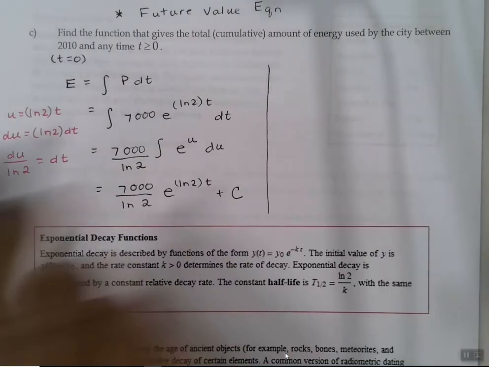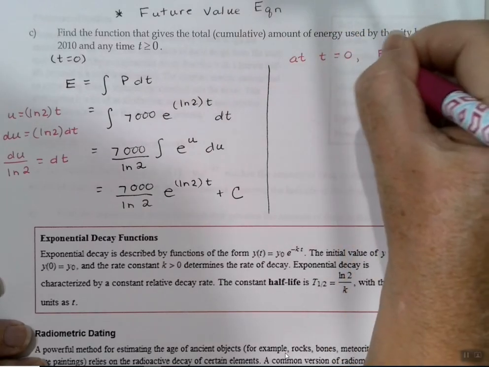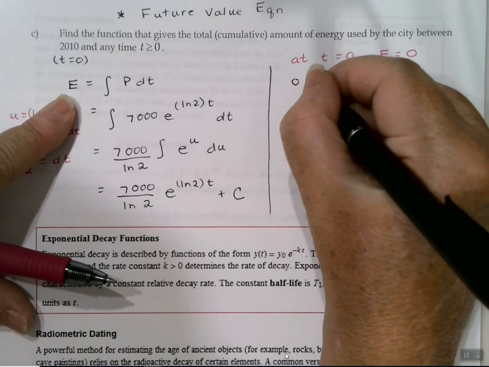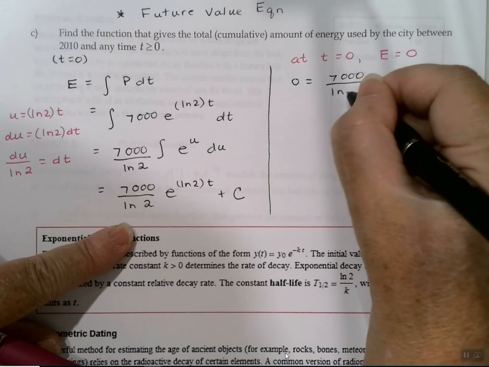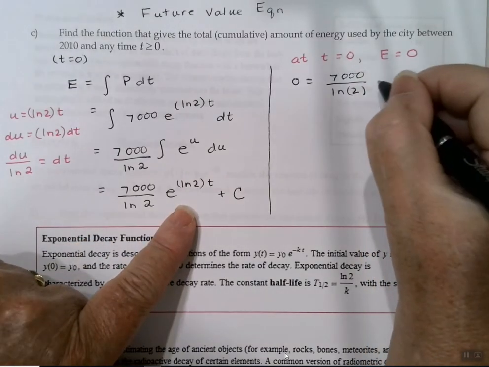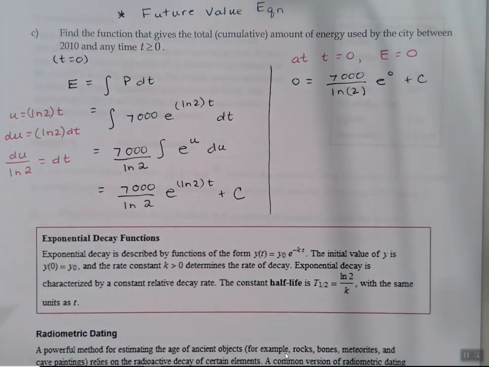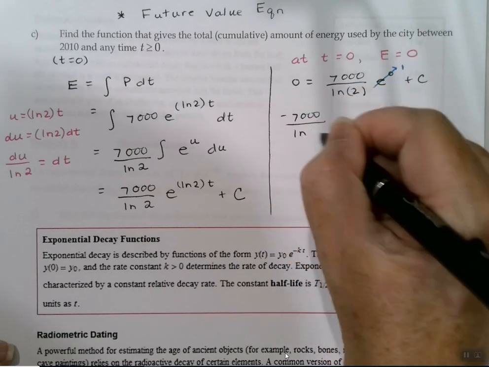So I can say that at t equals 0, the total energy used is 0. So plugging that in, I would get 0 for energy equals 7,000 over ln 2, and that'll just become e to the 0 plus c. e to the 0, of course, is 1. So c is negative 7,000 over ln 2.